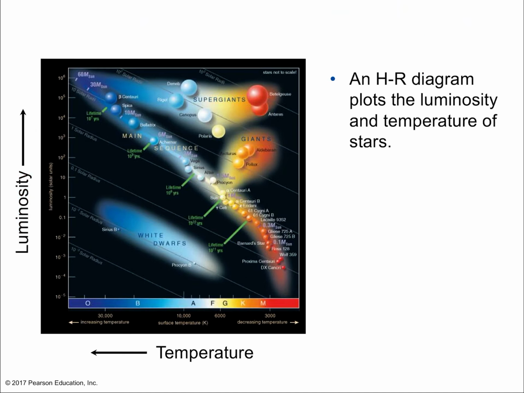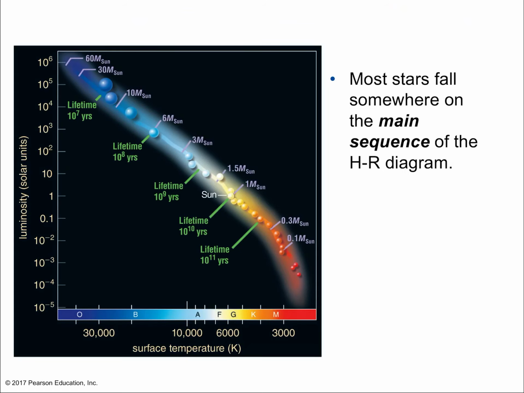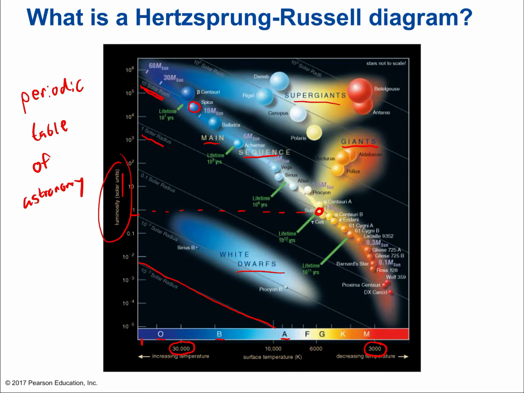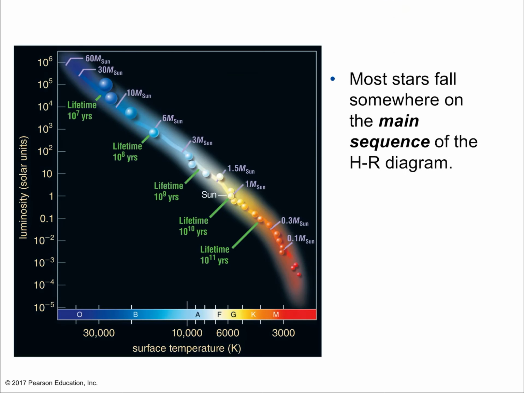So an HR diagram plots the luminosity and temperature of stars. Yes, it does. Most stars fall somewhere on the main sequence. You might be like, wait, but the other one had all these other things, the giants and the supergiants. Yeah, but those are not most stars. Those are a tiny fraction. Like 99% of stars fall in the main sequence. Furthermore, stars spend 99% of their lives on the main sequence on average. The stars that burn really bright and hot don't spend that much time in the main sequence, but the average star spends a lot of time in the main sequence.